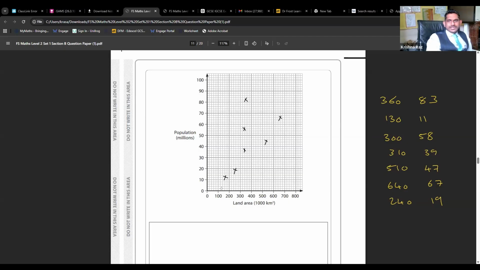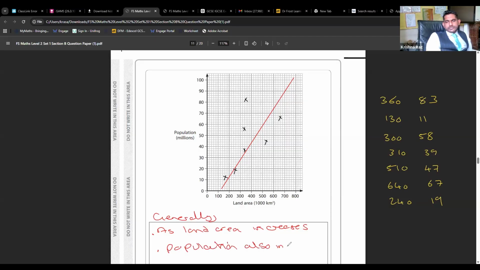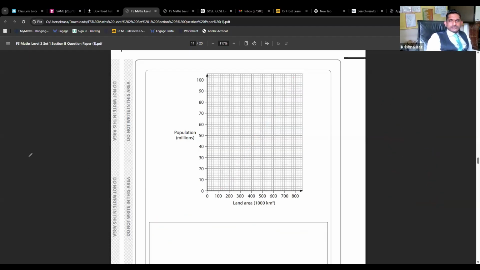The trend is kind of like this. Yeah, so what we would say is as land area increases, generally speaking, population also increases. Yeah, and that's what we would want for all the marks.